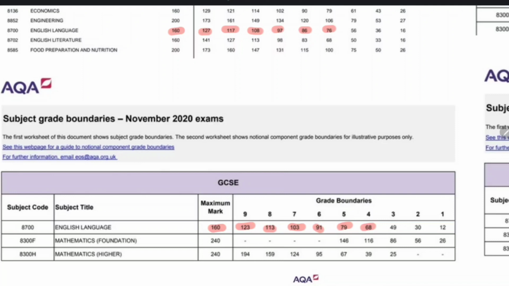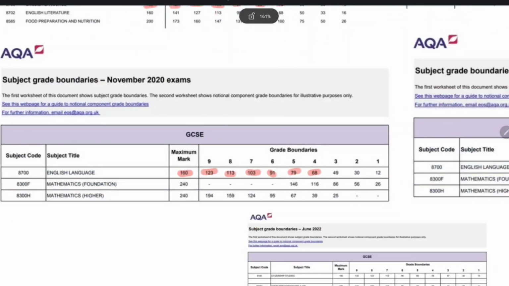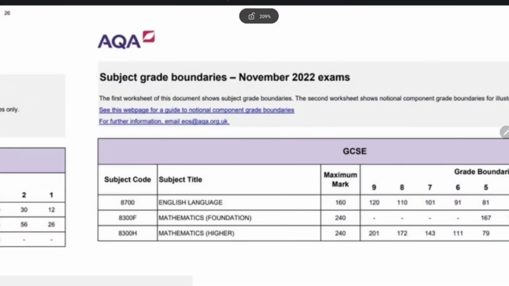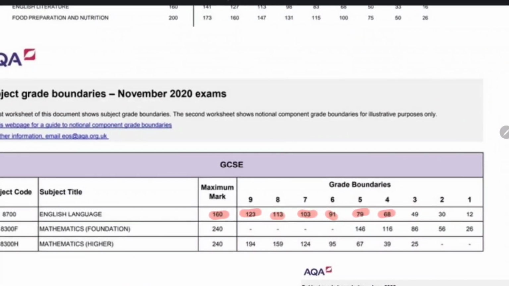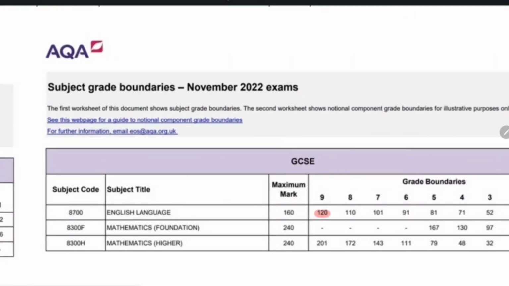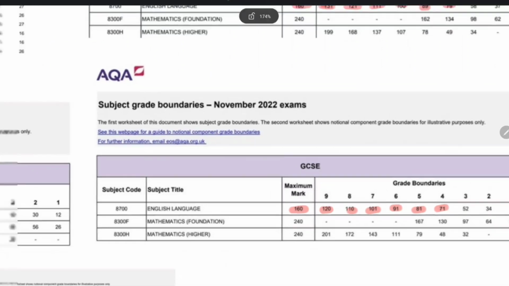So this was a more recent exam grade boundary. And as you can see, again, it hasn't changed significantly, but you'll notice something more significant within 2022. So in November 2022, if you compare it to 2020, grade 9 was 123 in November 2020, and in November 2022 it is 120, so it was lower by 3 marks. So the grade boundaries were lower in November 2022. 110 for grade 8, 101 for grade 7, 91 for grade 6, 81 for grade 5, 71 for grade 4. So that was something for you to know.